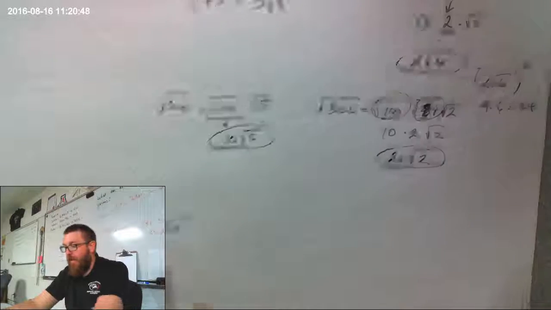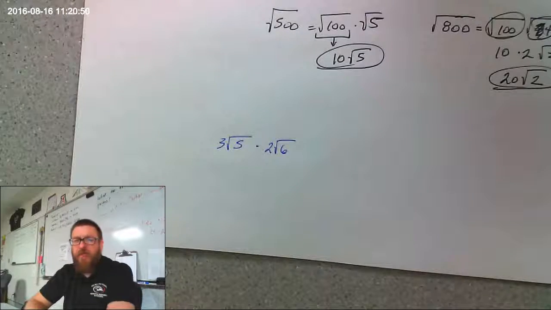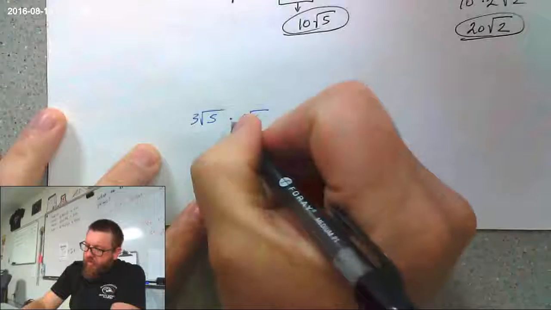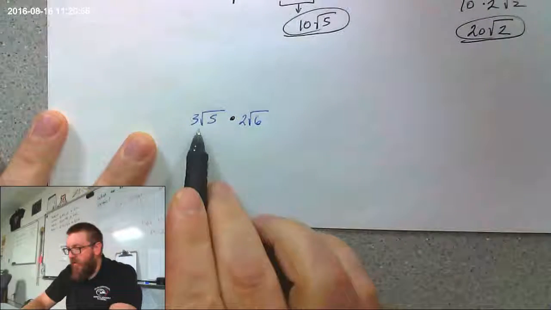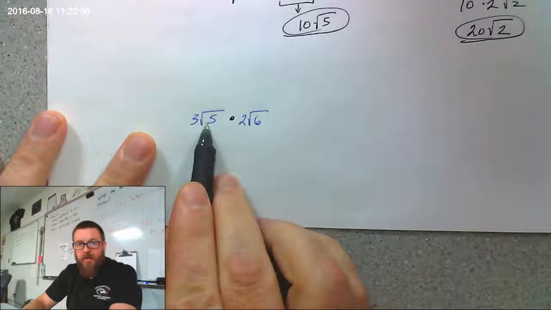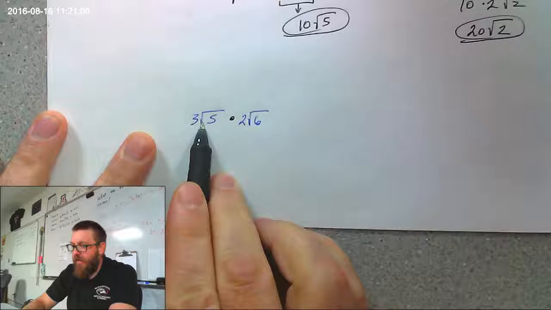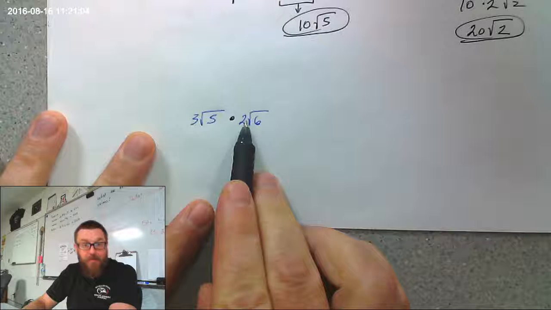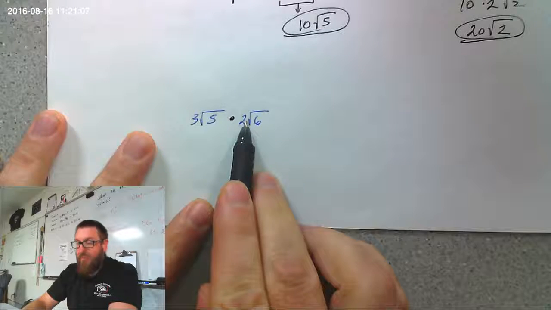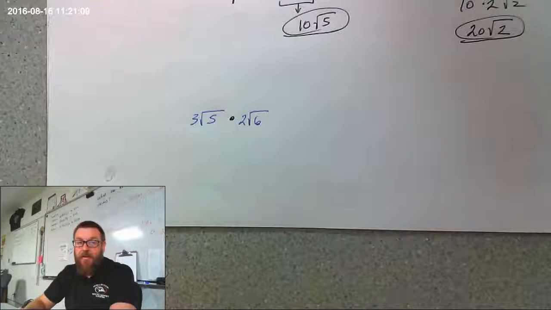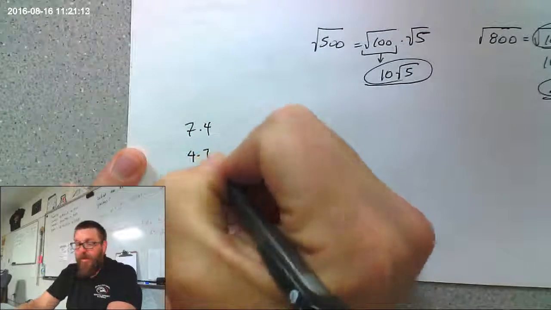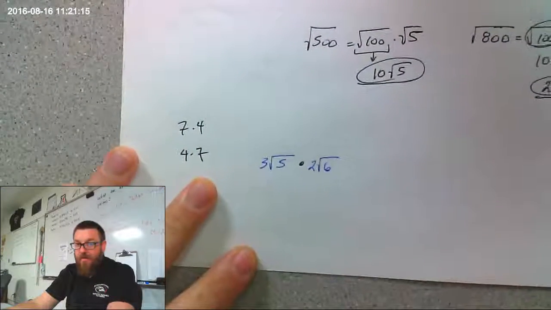All right? Last example. What if we had something like this? So this is multiplication, and even though you don't see a dot in between the 3 and the square root of 5, they're multiplying also. Same with this 2 and this 6. There's no dot in between, but they're being multiplied. And with multiplication, the order doesn't matter. So, for example, 7 times 4 is the same as 4 times 7. You can change the order around.